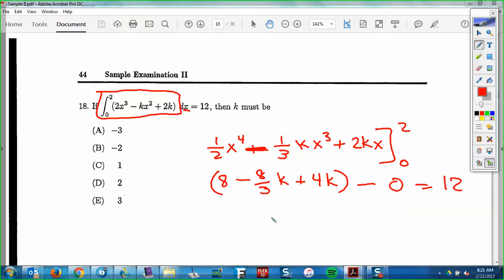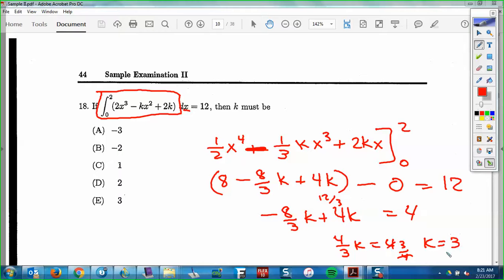So we can subtract the 8 over there. So negative 8/3 k plus 4k equals 4. So this would be 12 thirds, so negative 8 thirds plus 12 thirds, right? 4 thirds k equals 4. So k equals 4 times 3/4. k equals 3. Right. So a little twist.